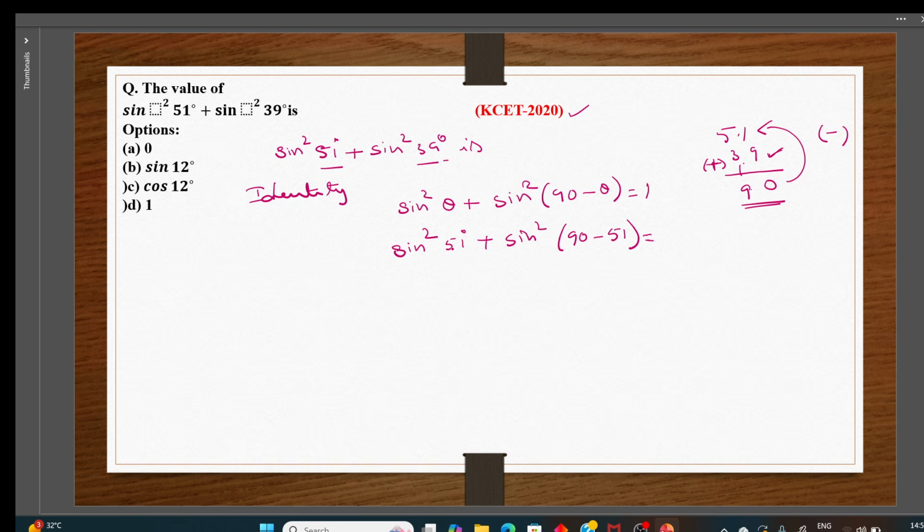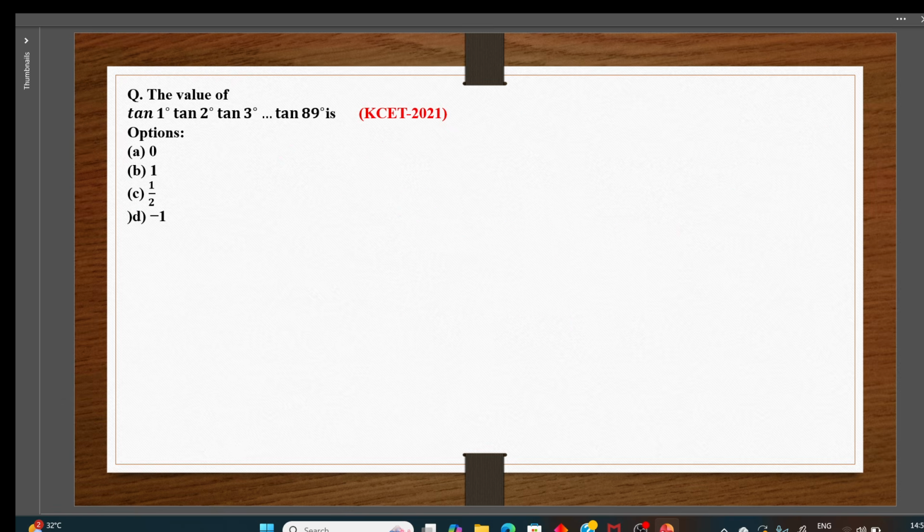So sine square 51 degrees plus sine square of 90 minus 51 degrees is equal to 1. What is the answer here? D. 1 is the answer. Very simple. So sine square 51 degrees plus sine square 39 degrees is equal to 1. This is the answer. Clear? Next question. This question is from KCET 2021.